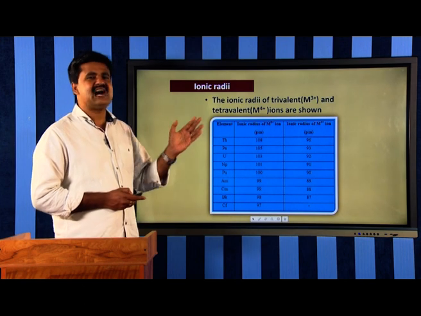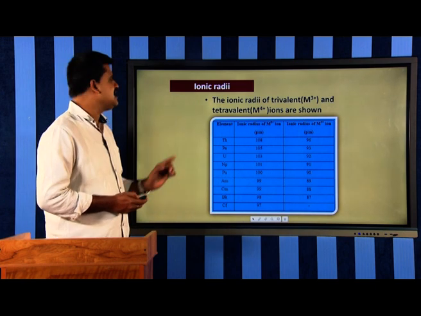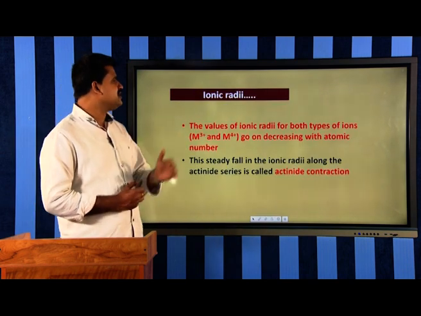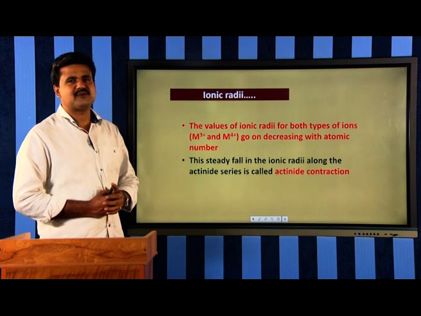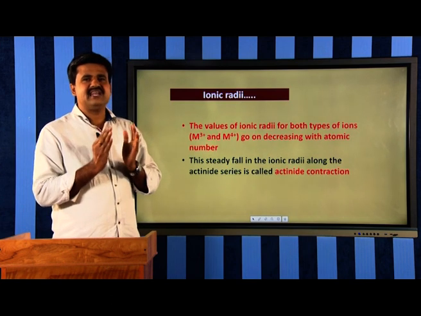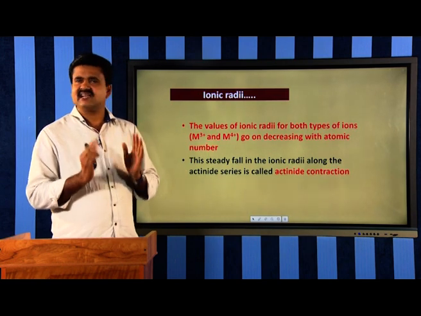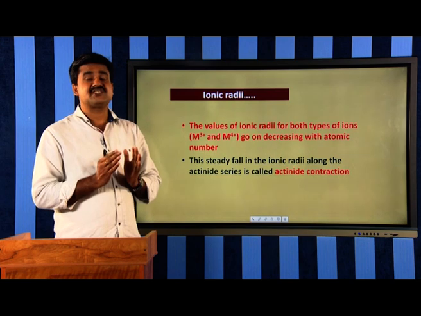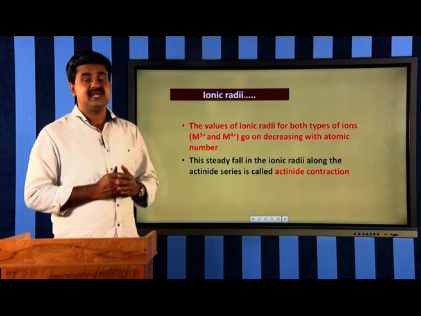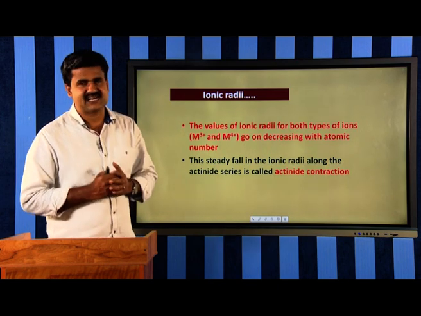That is, there is a gradual decrease in ionic radii for both the trivalent and tetravalent cations as we proceed from thorium to californium. The values of ionic radii of both types of ions go on decreasing with increasing atomic number. This steady fall in ionic radii along the actinide series is termed actinide contraction. Such a contraction we observed in the case of lanthanides, and we named it lanthanide contraction. The abnormal decrease in size along the lanthanide series is said to be the lanthanide contraction.